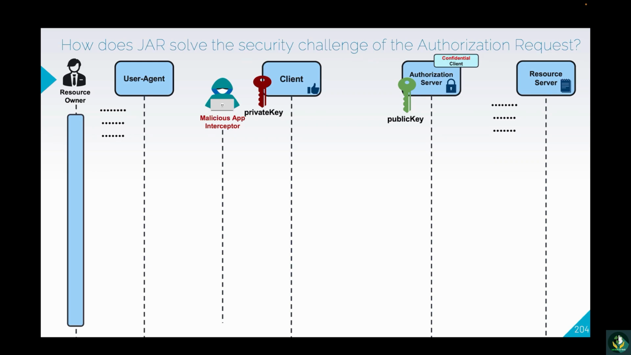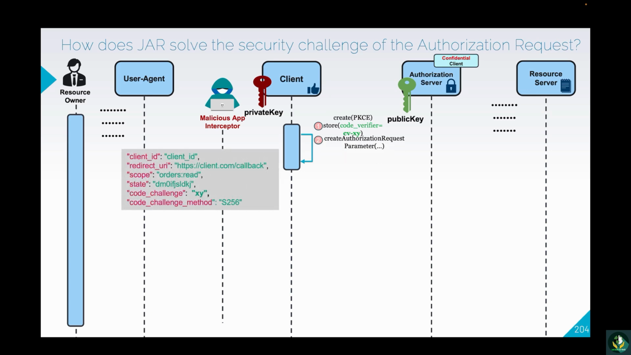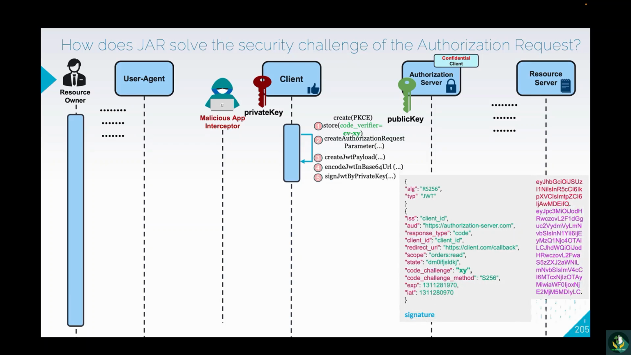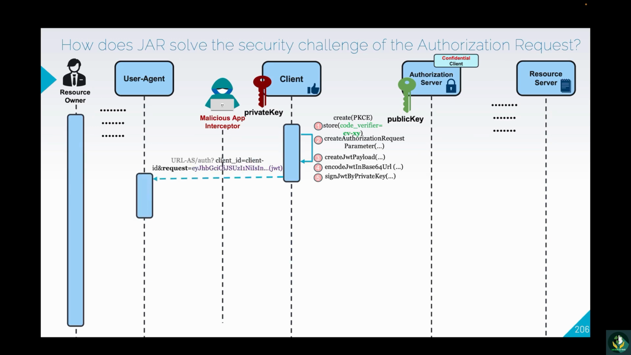Let's now see how the JAR flow addresses the security challenge we discussed in the last lesson, using the same scenario with a malicious application. The client begins by performing the 5 steps of the JAR flow. It first generates a PKCE with a code verifier of CVXY and creates the authorization request parameters such as the redirect URI, scope, and code challenge. In this case, the code challenge is equal to XY. Next, the client includes all these parameters in the JWT payload, then encodes and signs the JWT using its private key. After this, the client sends the JWT to the authorization server by redirecting the resource owner via the user agent.